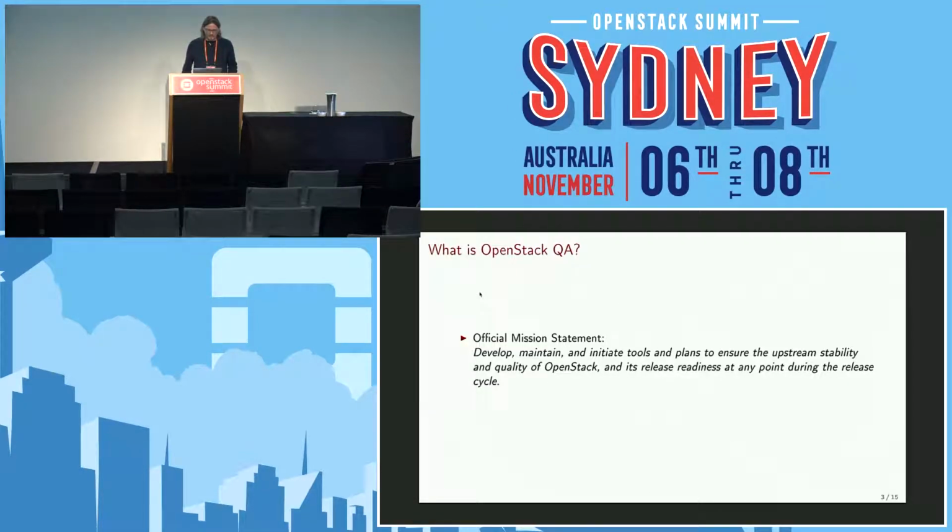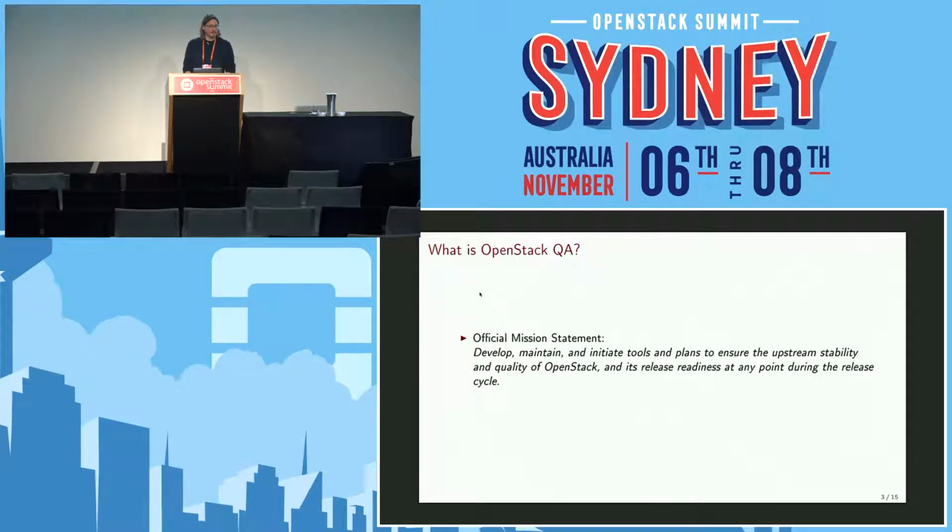So the official mission statement is that the QA team develops, maintains, and initiates tools to ensure upstream stability and quality of OpenStack and its release readiness at any point during the release cycle, which means that we aim to ensure that at any point you can take the master branch from all the OpenStack repositories and install OpenStack, and you should have a working cloud.